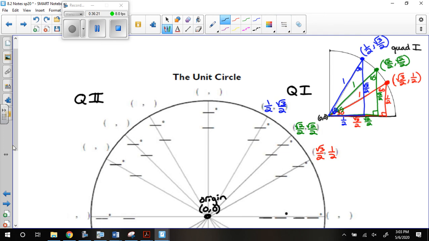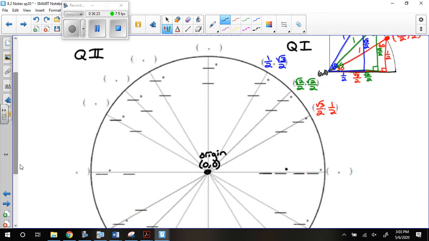Now, I will work on filling in the rest of these ordered pairs. If I sit on my origin and I go to the right to this ordered pair, it would be at 1, 0, because remember our radius of this circle is 1.